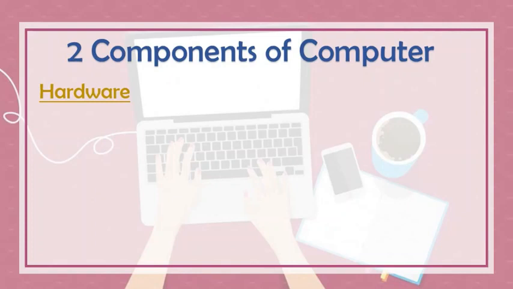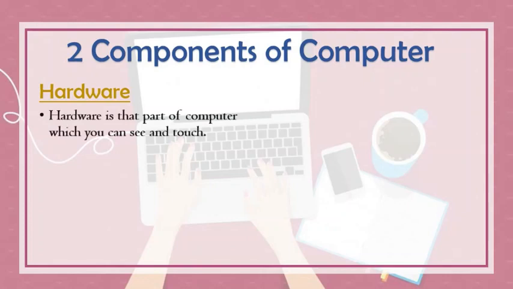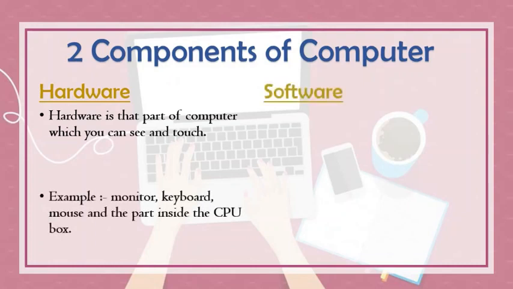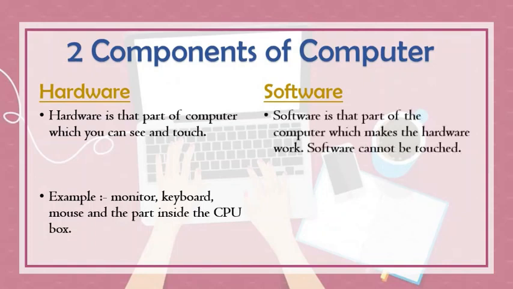Next, two components of computer. Hardware. Hardware is that part of computer which you can see and touch. For example, monitor, keyboard, mouse and the parts inside the CPU. These parts you can easily see and touch.